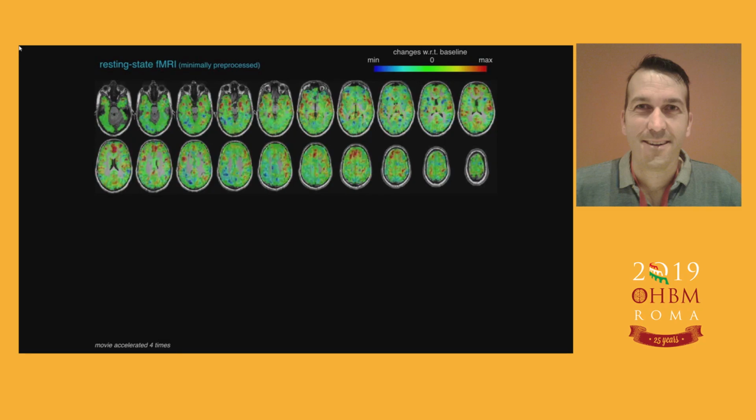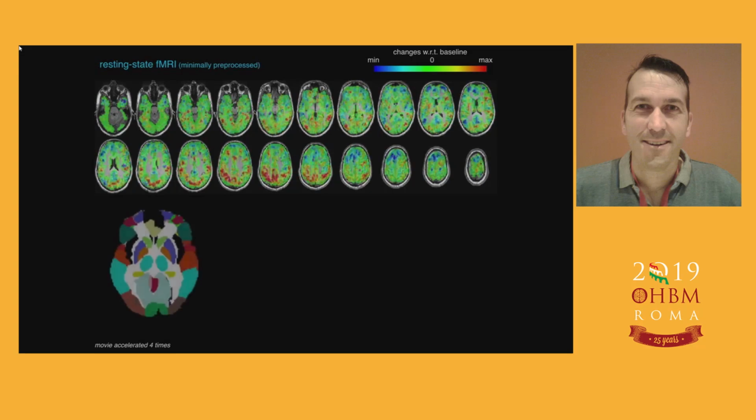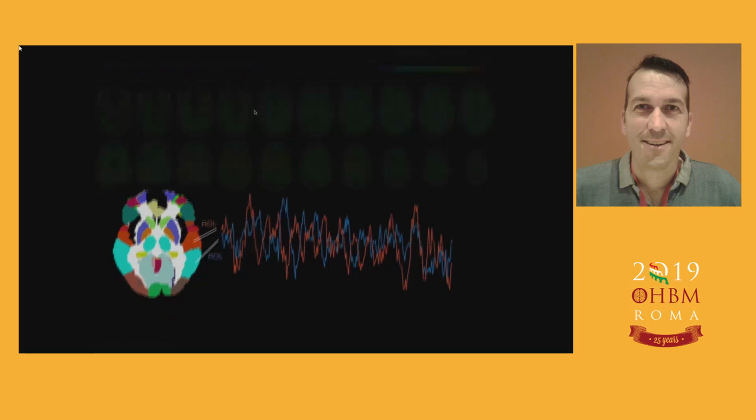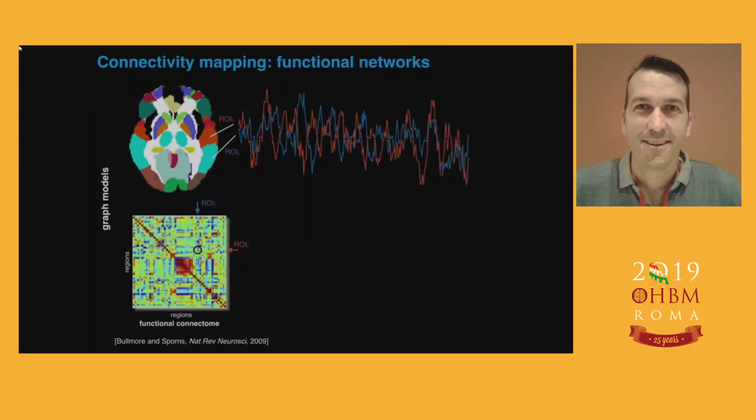So we all have seen these beautiful waxing and waning of these spatial patterns during resting state. Of course, this is a little bit accelerated. And the usual pipeline, or many pipelines that we apply to this data, will start off with your favorite anatomical atlas to parcellate the brain, and then to get regionally averaged time courses. And of course, then we can do so-called connectivity mapping. We can constitute a functional connectome by computing all pairwise correlations and putting those together in a connectivity matrix.